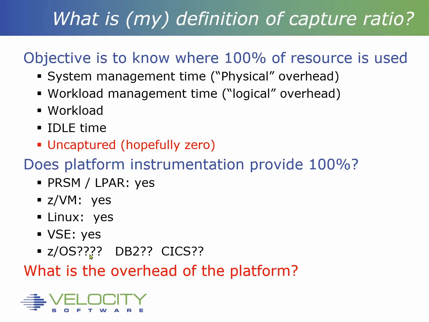zOS, not so much. And the problem I have with zOS is the platform really does not report what the platform uses, whereas all of the other platforms report what the platform uses. So the question is, what is the actual overhead of the platform? And when I added up all my job data, did it actually reach the right value? And it's very hard to determine that in zOS, to know whether I made a mistake or not.